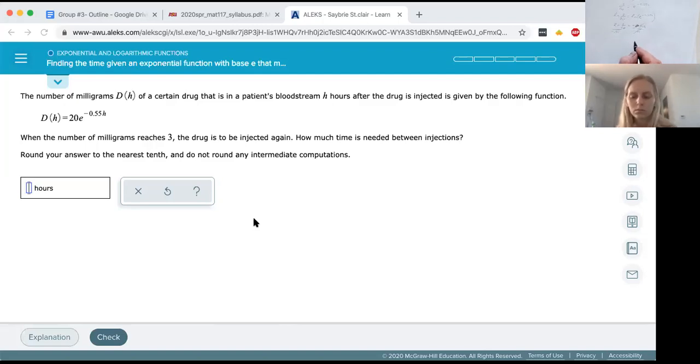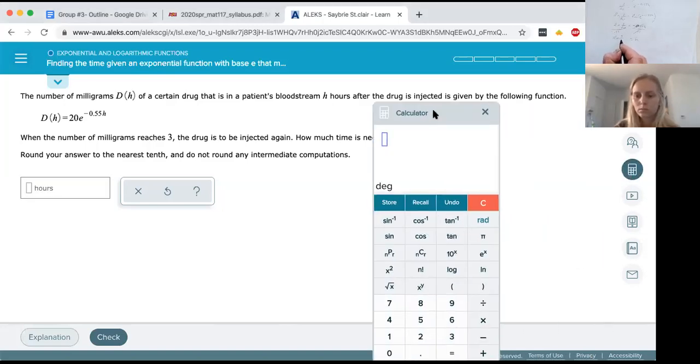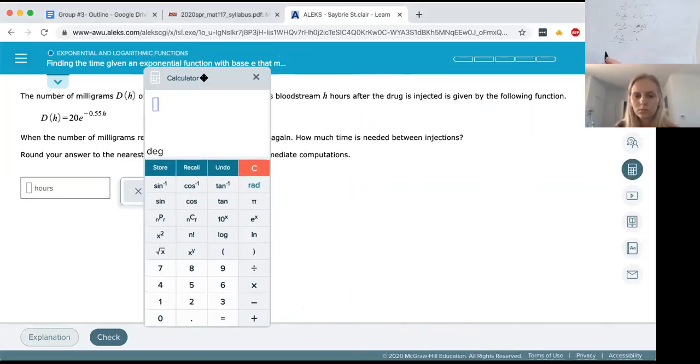And now on your calculator, that's going to be h is natural log 3 over 20 on top, divided by negative 0.55. Good luck typing that in. So it's 3 over 20. Good job. Look, you're getting good at that. It just takes some practice, because if you mess up once, you have to delete the whole thing. Yeah, for sure. Okay, so it's negative 0.55.